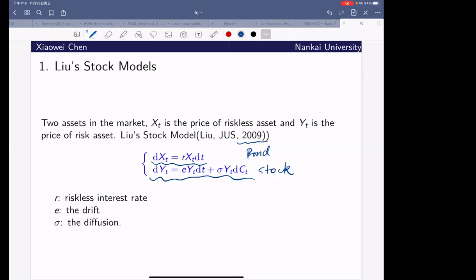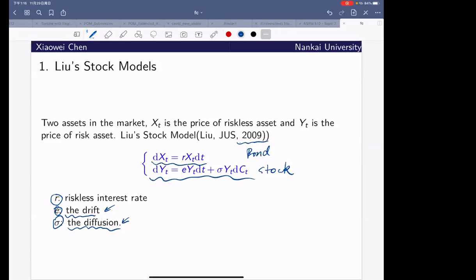This market is very brief, but it has a very strong theoretical background and theoretical application, because in our theoretical model, two assets are enough. Here r is the riskless interest rate, e is the drift, and sigma is the diffusion. And I know that Professor Liu and his group focus on estimating the drift and diffusion using the theoretical data.